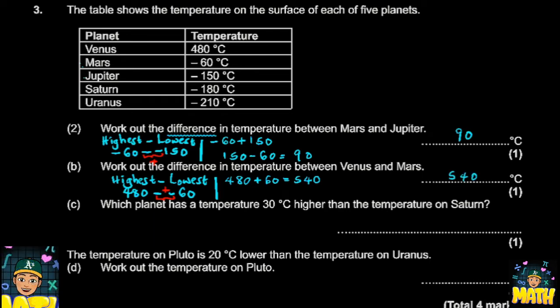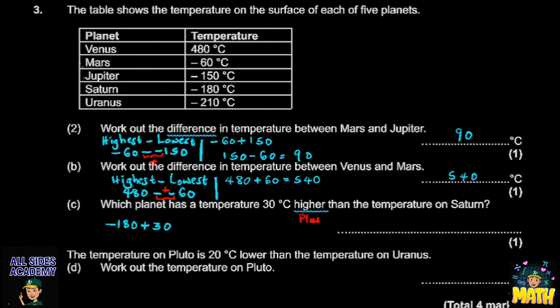Which planet has a temperature 30 degrees Celsius higher than the temperature in Saturn? So here higher means we are adding 30 to the temperature in Saturn. So -180 plus 30 is what you will do. When you're given higher, you have to add the temperature. That's what I've said. So -180 plus 30.